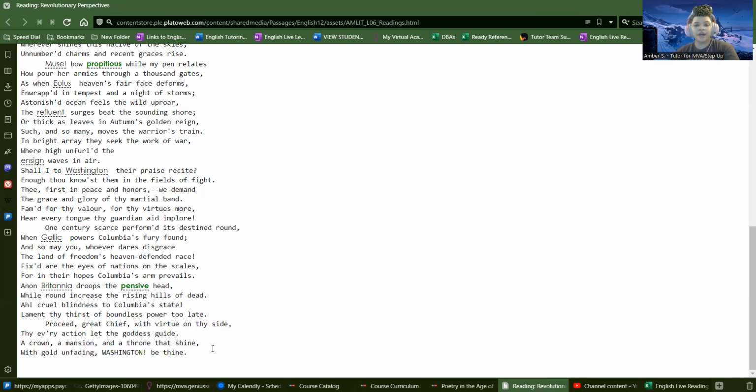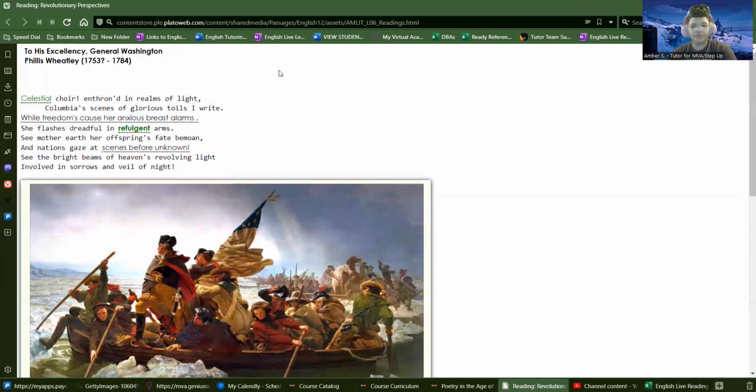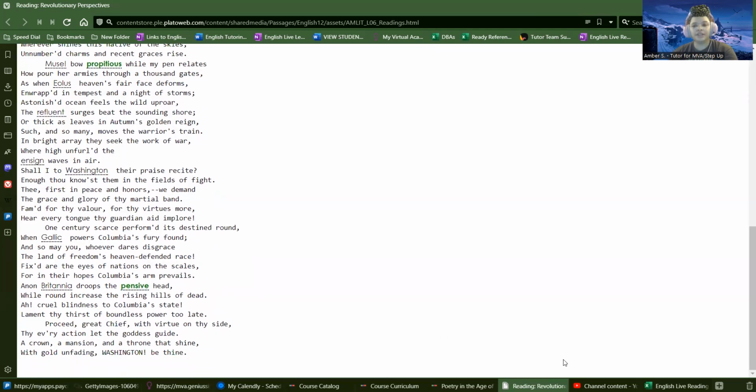So she's saying that Washington deserves all these things: a crown, a mansion, a throne that shines. He's the head of America. A throne that shines with gold unfading. So that is it. That is the entirety of the poem. It is literally her writing a tribute to what the army is doing and what Washington is doing.